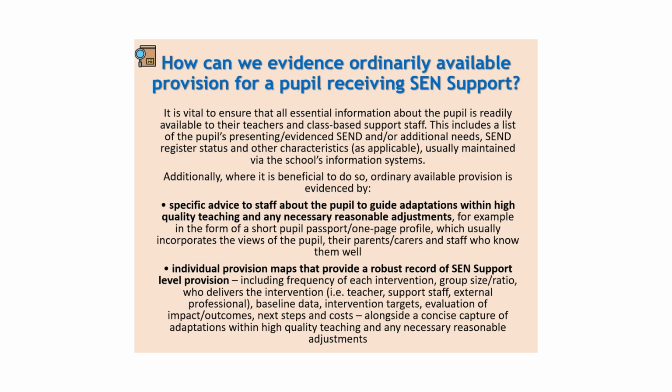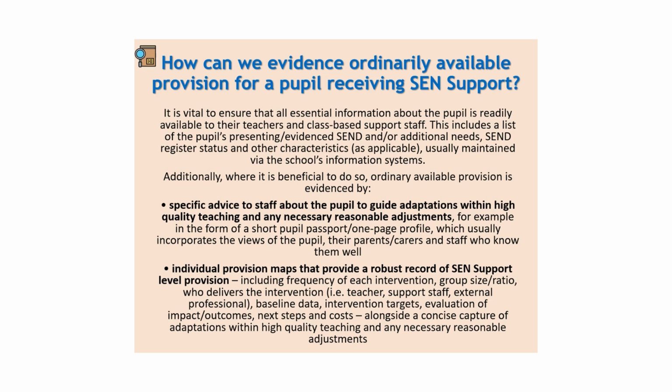How can we evidence ordinarily available provision for a pupil receiving SEN support? It is vital to ensure that all essential information about the pupil is readily available to their teachers and class-based support staff. This includes a list of the pupil's presenting or evidenced SEND and or additional needs, SEND register status, and other characteristics as applicable, usually maintained via the school's information systems.